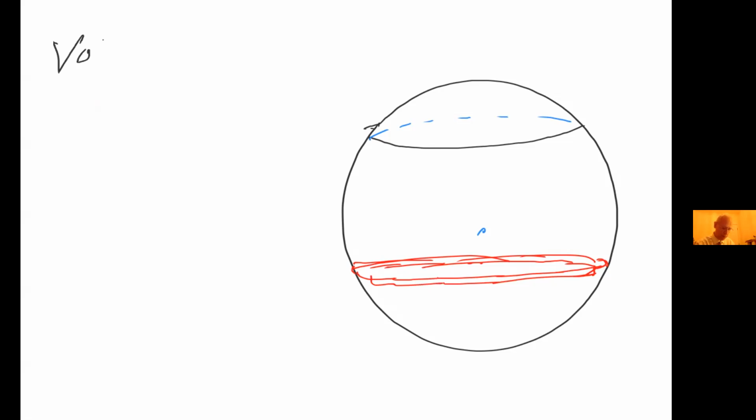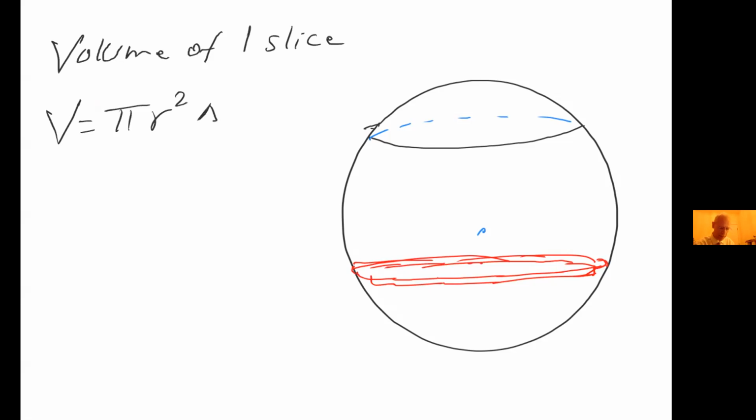So the volume of one slice is going to be pi r squared times the thickness. So the surface area of a circle, one slice, is a circle, pi r squared times its thickness, delta y. And of course, since I'm working with y in here, this r, I have to somehow change it back to y. How can I do that?